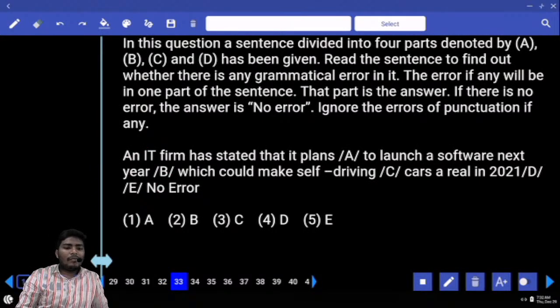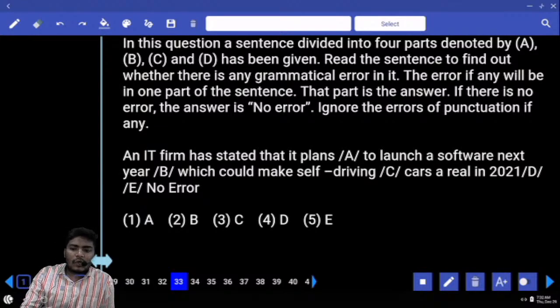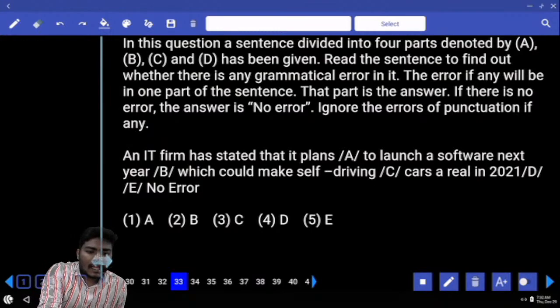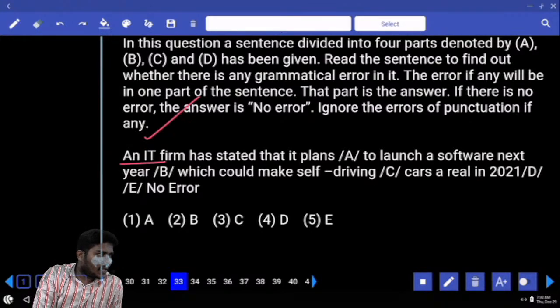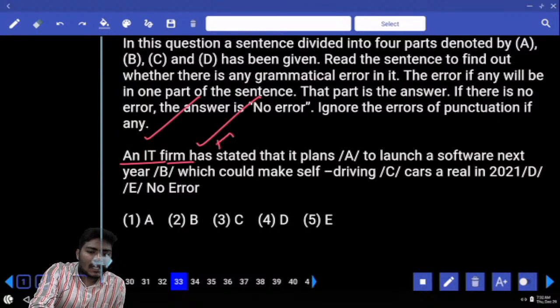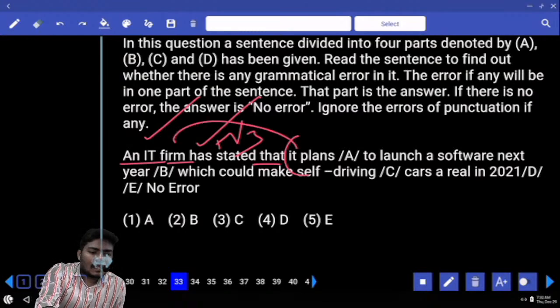An IT firm has stated that it plans to launch a software next year which could make self-driving cars a reality in 2021. Look at this: an IT, a vowel case, that is fine. An IT firm, singular, plus has, and has plus V3, stated that it, and here the form, it plans, it plus V5.